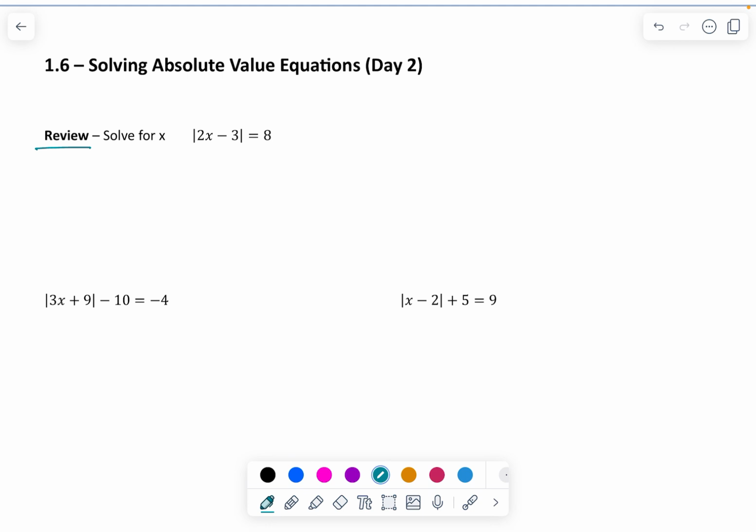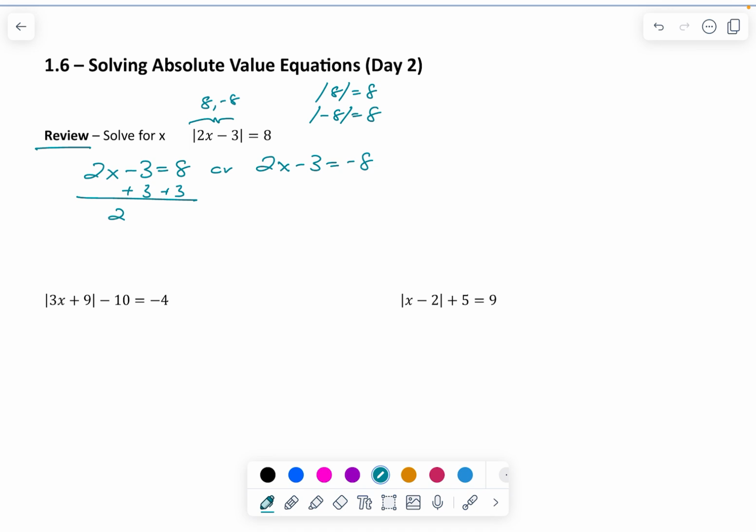In other words, what's inside here, remember, could be equal to 8 or negative 8, since the absolute value of 8 equals 8 and the absolute value of negative 8 equals 8. And so we're going to write two equations. We're going to write the first possibility, what's inside there equals 8, and the second possibility, what's inside there equals negative 8. So solving each of these, we're going to get 2x equals 11.